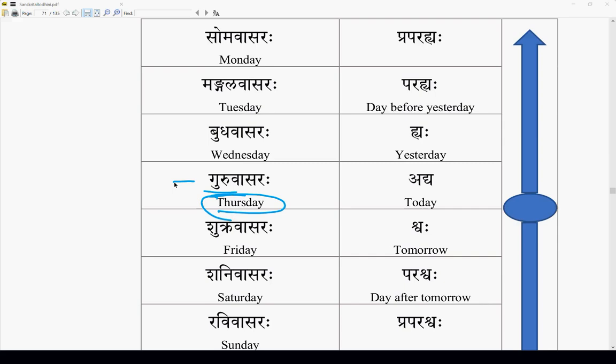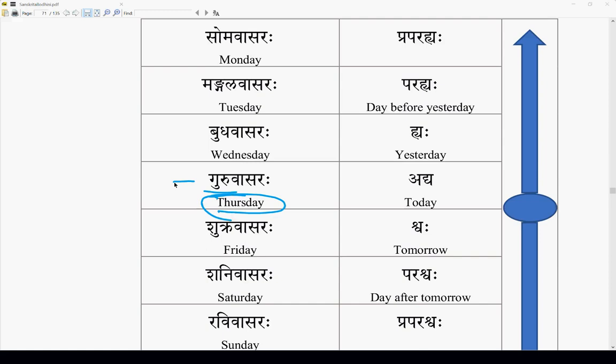It is Guru not because of teaching. Teaching is Shikshanam, Shikshaka, Adhyapaka. But the word Guru means heavy, because any teacher is supposed to have good knowledge, dense with knowledge. That is Guru, but Guru originally means heavy. Now here, Guru Vasara, Guru is referring to Jupiter, because it is the heaviest planet in our solar system. It is the largest, heaviest. So that's why it's called Guru Graha.